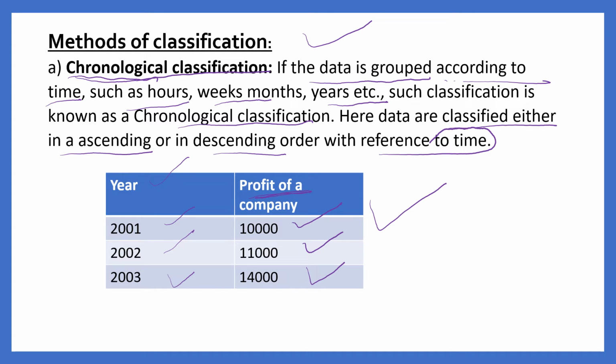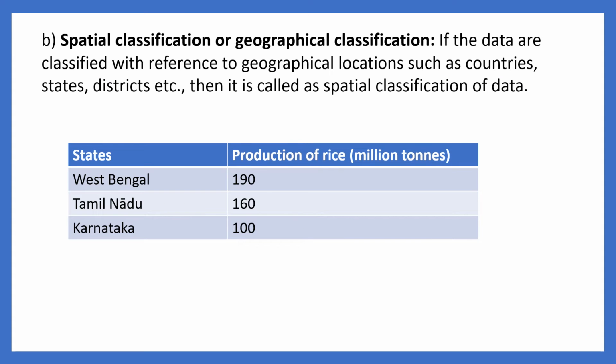When you arrange it in a proper manner by considering the time period, it is called chronological classification, and it will help you to analyze. Here you can analyze that the company is making a profit, and every year the profit is increasing. So it has an upward moving tendency. Next one is spatial classification or geographical classification.